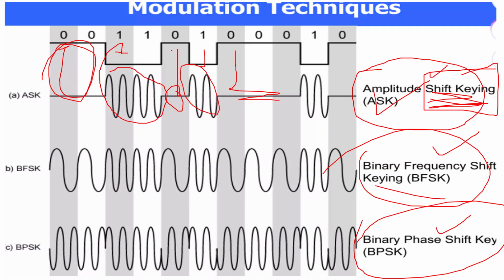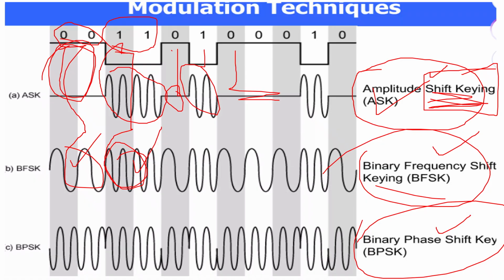Similarly for FSK, that is frequency shift keying, if 0 is there, you can check that corresponding to 0 the frequency is less, right? And corresponding to 1, the frequency is very high, right? So this is the difference. So f1 is for 0 and f2 is for 1. Similarly, you can send the information using FSK.